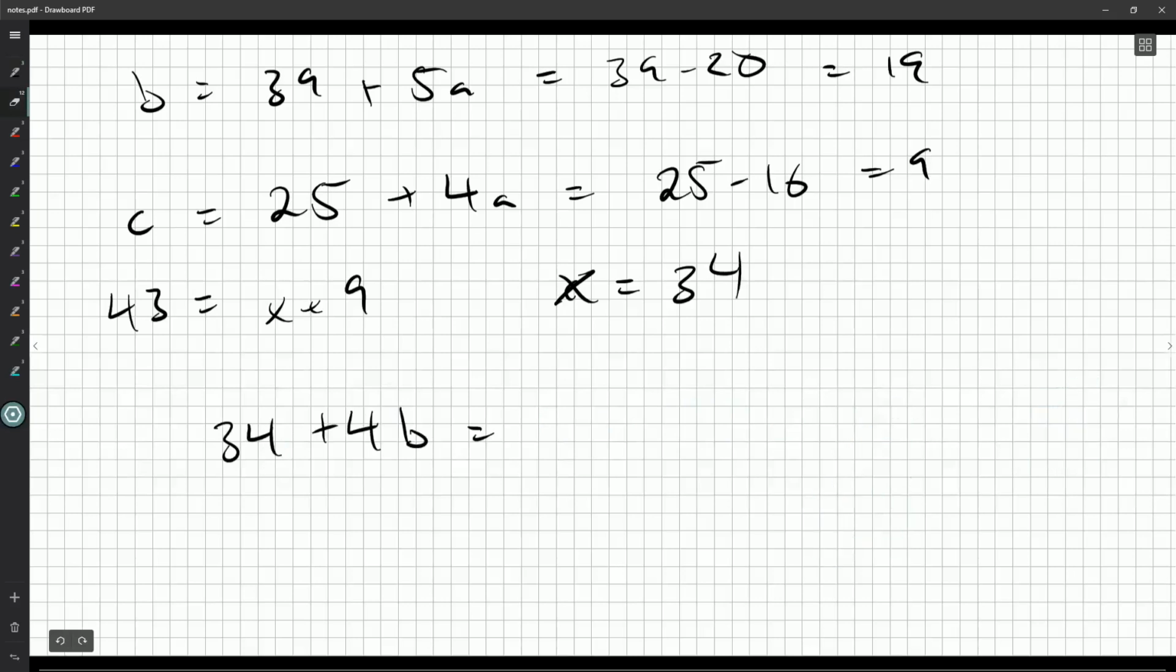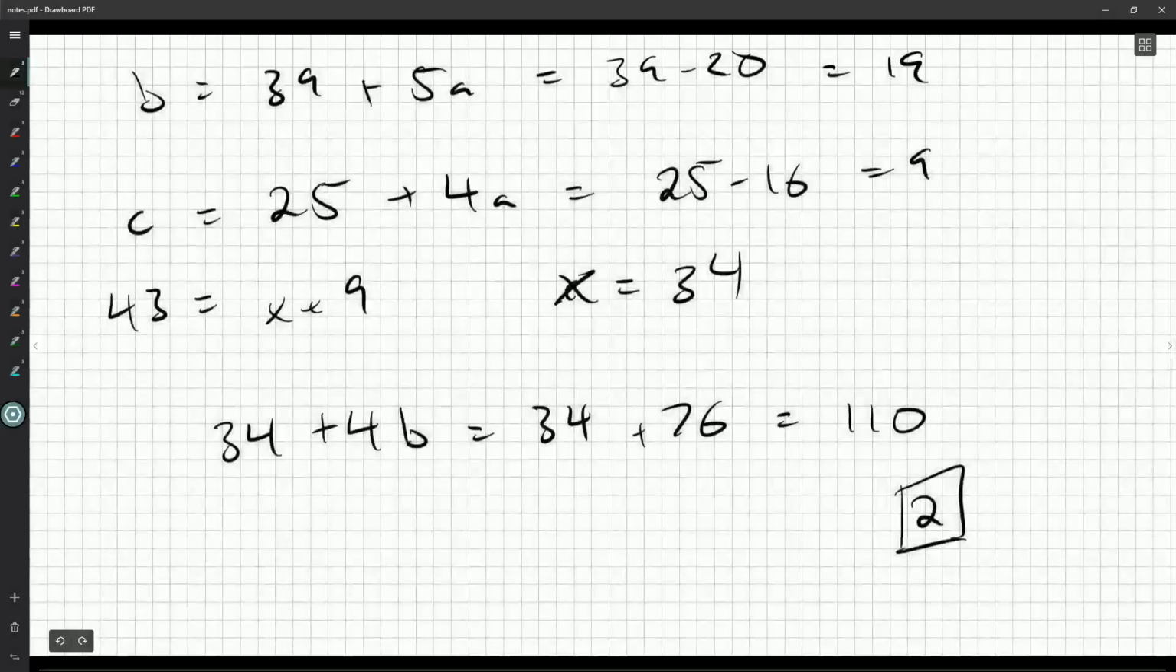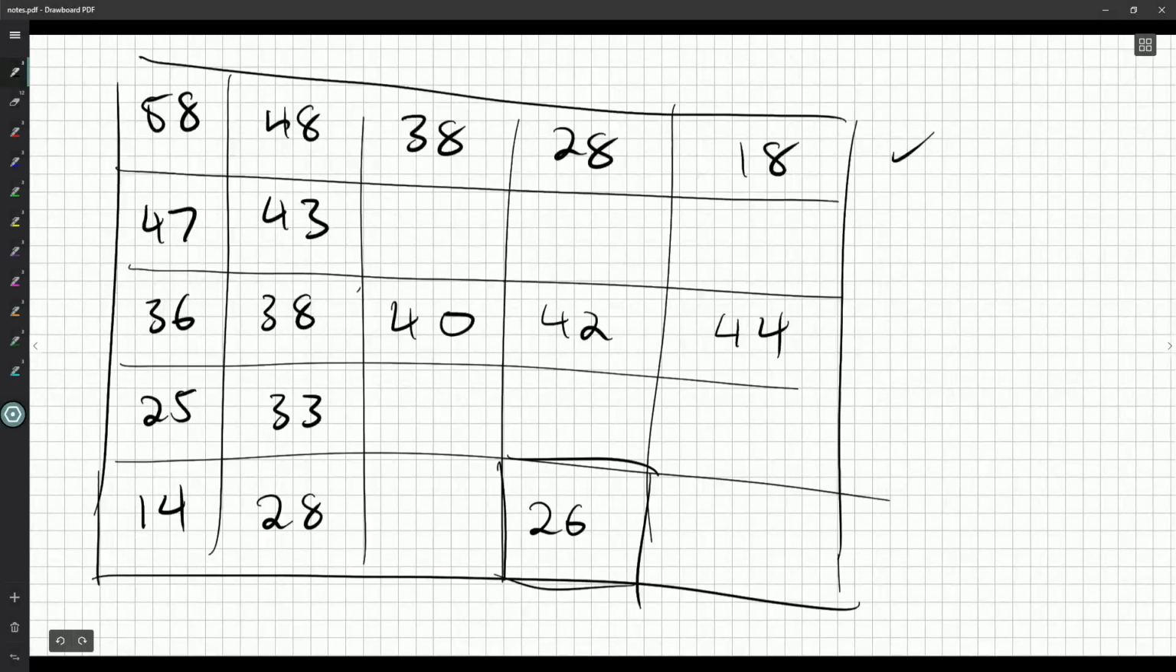We're going to get a very, very different answer. So 34 plus 19 times 4 is 76. And that's going to be 110. So the sum of the digits there is 2. Is 2 one of our possibilities? Absolutely it is. It's B. But we've been down this route before. Can we double check and make sure our answer is right? Of course we can.